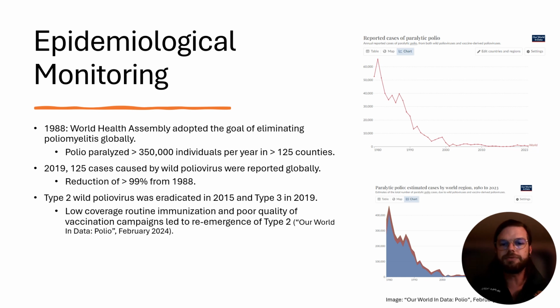As we can see from Our World in Data, these 2 charts that we have, the first one, reported cases in paralytic polio. We can see in 1980 over 60,000 cases dropping dramatically to 2023, but we see paralytic polio estimated cases by world region from 1980 to 2023. In 1980, we see well over 400,000. So what we can see is, again, that this is very difficult to track.